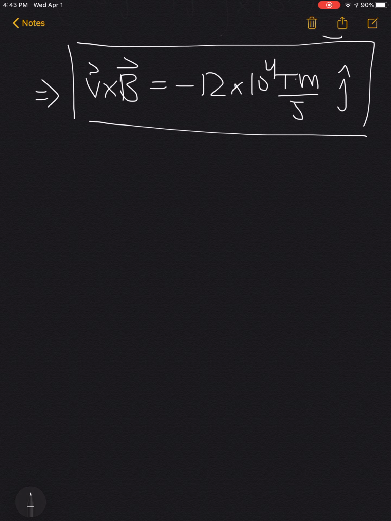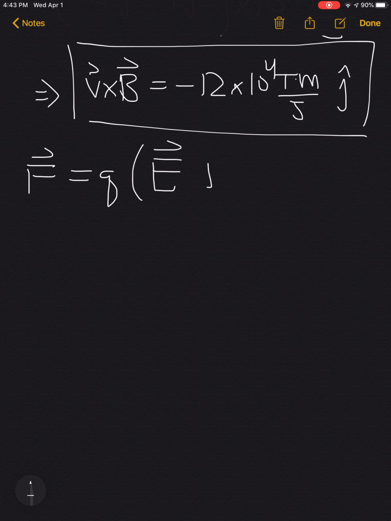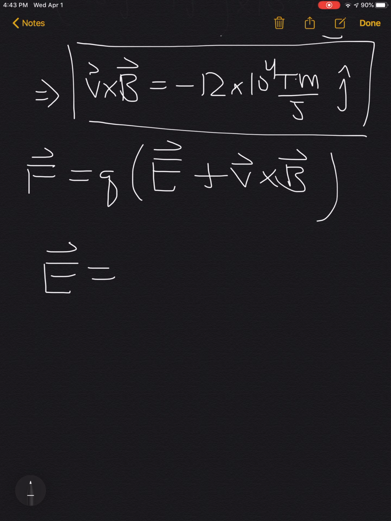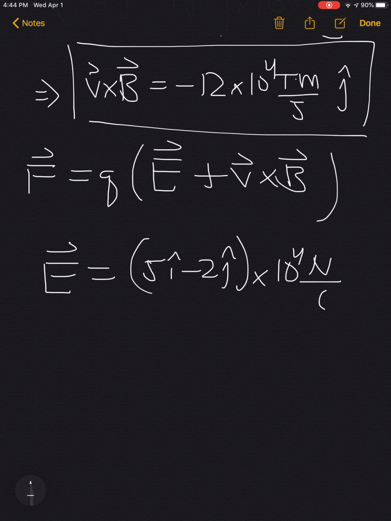Now, recall that what we wanted was the force, which could be written as Q times E plus V cross B. And so in this situation, let's write down what E is. E is going to be equal to 5 i hat minus 2 j hat times 10 to the 4th newtons per coulomb.